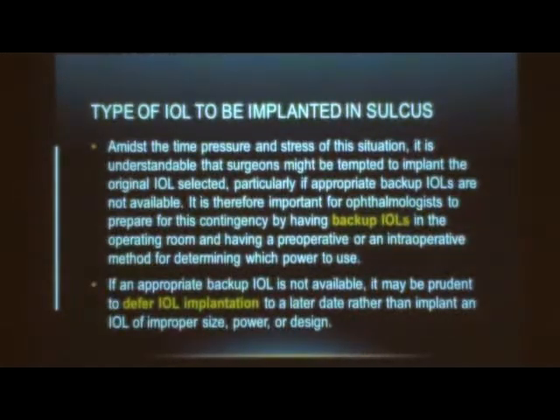So again, the conclusion about placing an IOL: amidst the time pressure and the stress of the situation, it's understandable that surgeons might be tempted to implant the original IOL selected, particularly if appropriate backup IOLs are not available. It is therefore important for ophthalmologists to prepare for this contingency by having backup IOLs in the operating room and having a preoperative or intraoperative method for determining which power to use. If an appropriate backup IOL is not available, it may be prudent to defer IOL implantation to a later date rather than implant an IOL of improper size, improper power, or design.